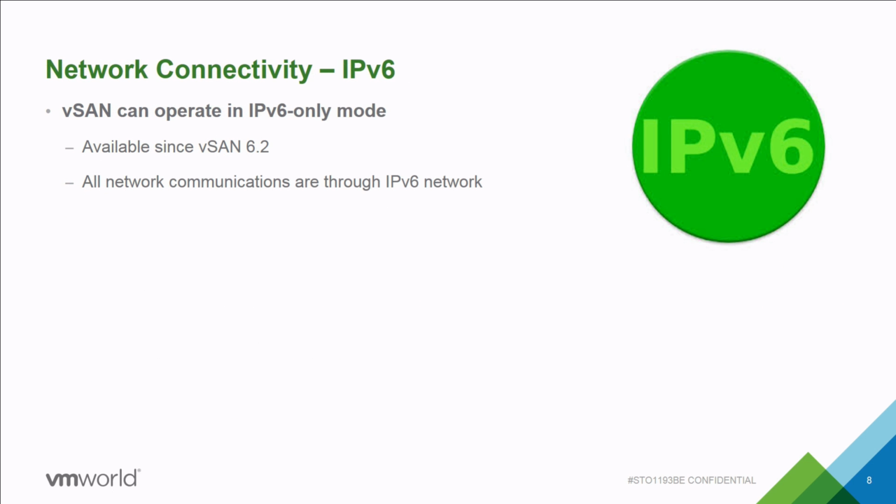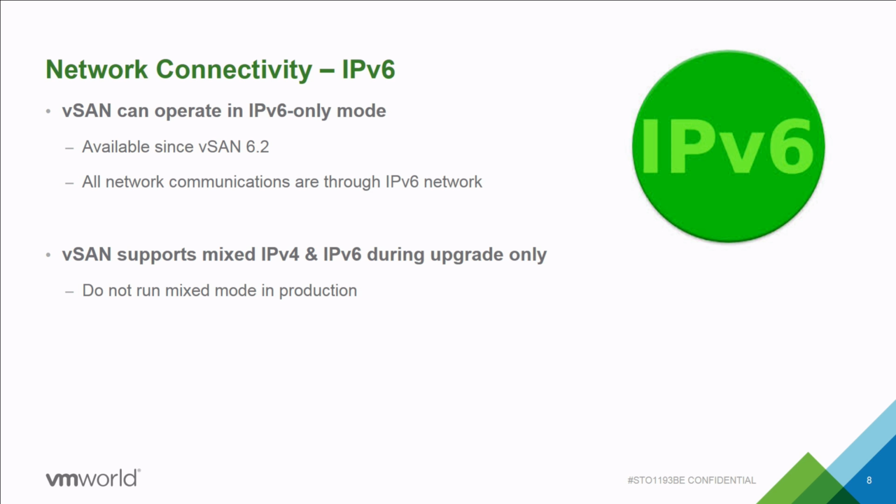Now, IPv6, we've supported IPv6 since the vSAN 6.2 release. We can do the full vSAN network on IPv6. The one thing we would recommend is you don't run in mixed mode. Now, if you're coming from IPv4 to IPv6, obviously you're going to have mixed mode for a particular portion of time while you bring everything up to IPv6. What we would say is don't leave your cluster running in a mixed mode.